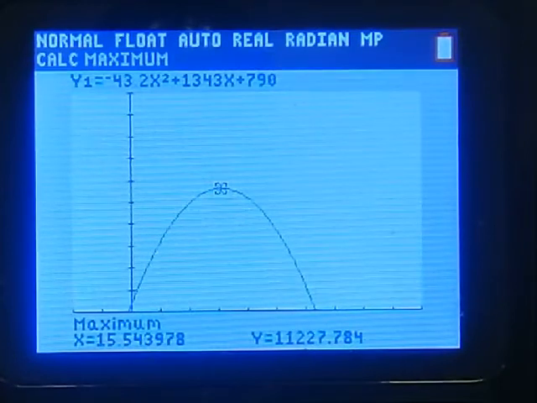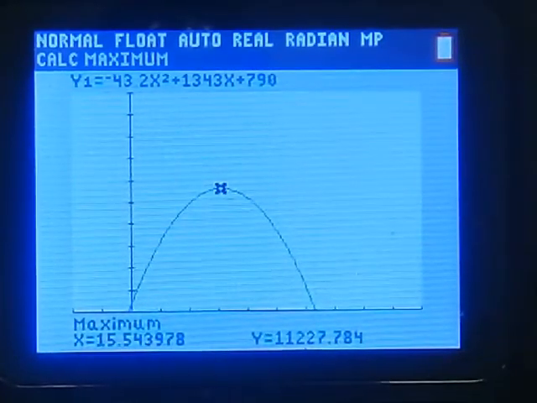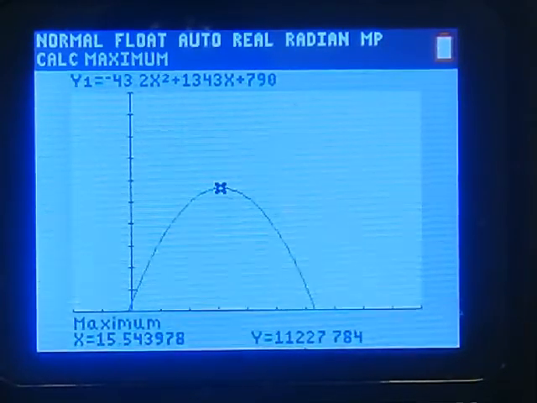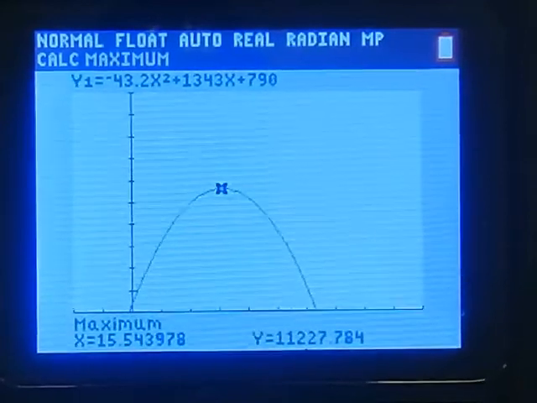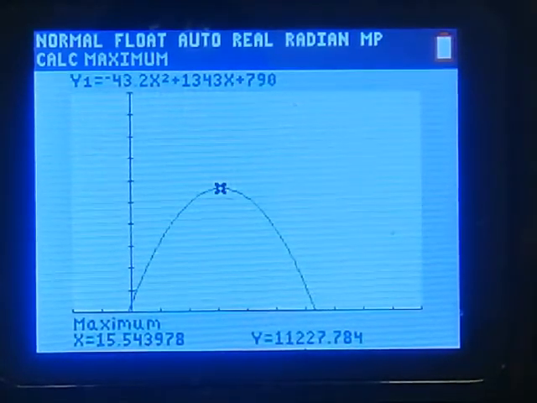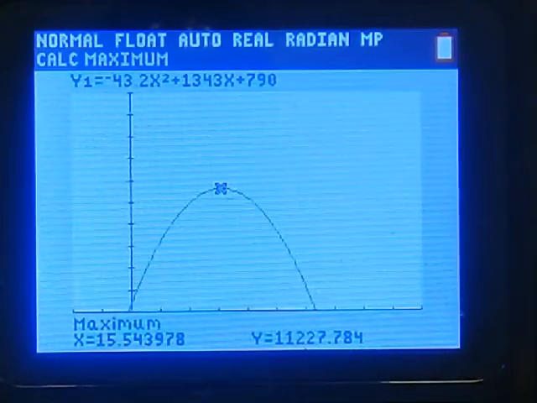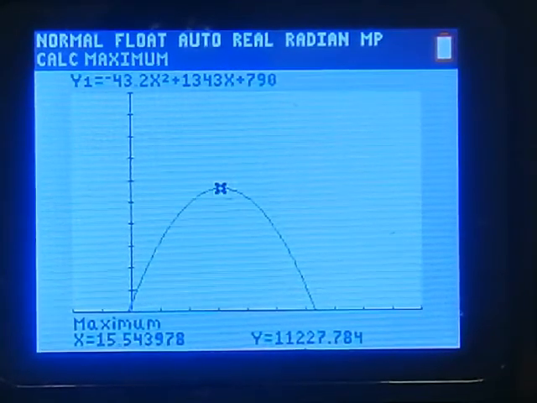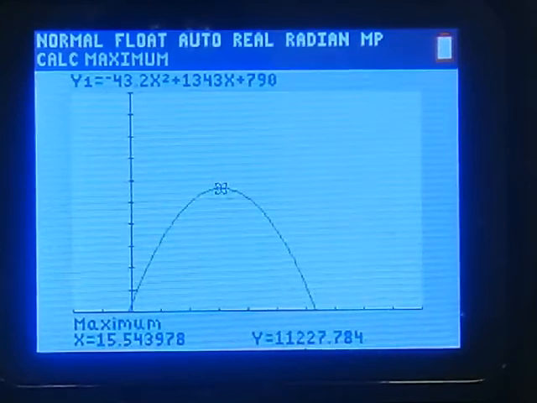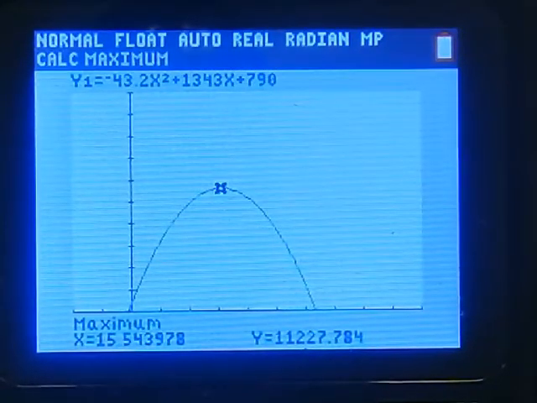So it's telling us that at the 15.5 year, in the middle of the 15th year, it reached a maximum number of cable customers at 11,200. Well, what is the 15th year? That would be about the year 2000, because remember, 1985 was year 0, so 15 years later would be about the year 2000. It's about year 15. So sometime during the year 2000, we hit a maximum.